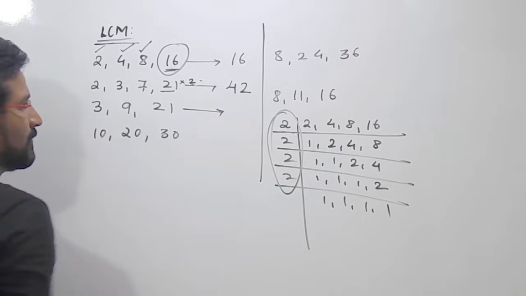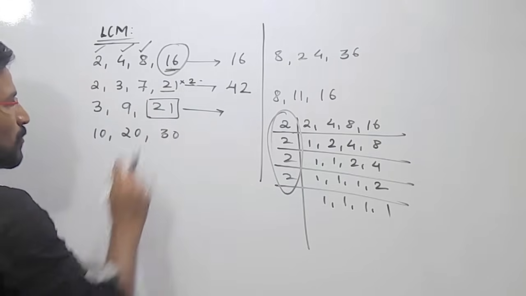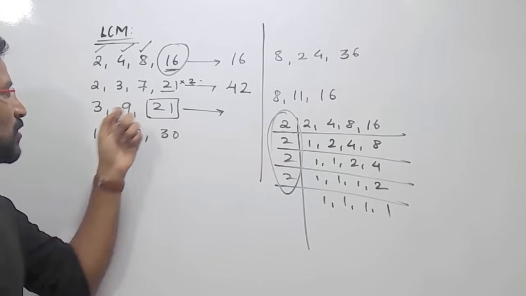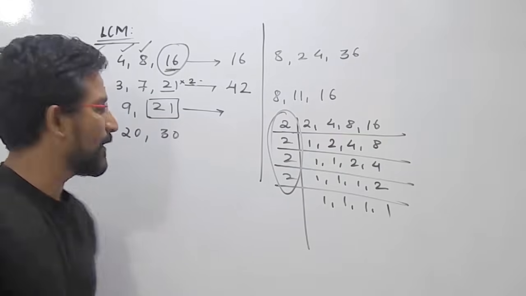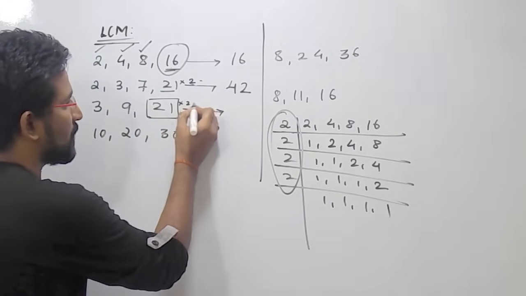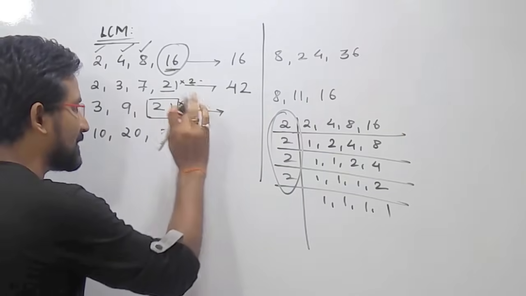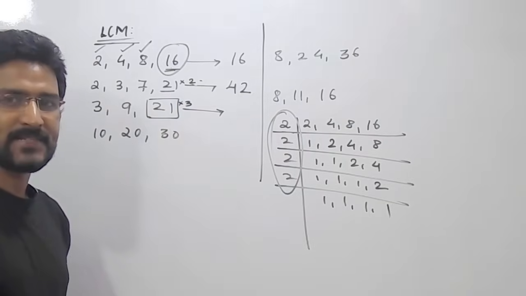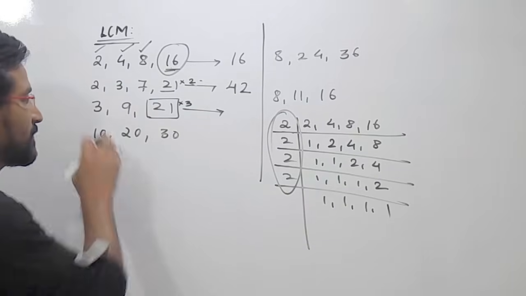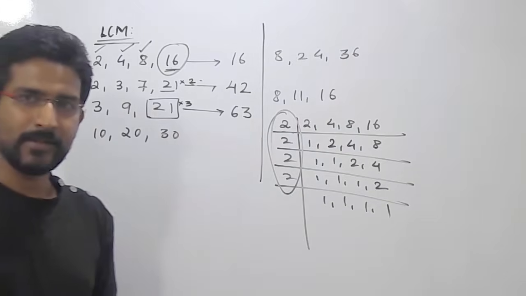Now the next one, that is 3, 9 and 21. The biggest number here is 21. 21 is divisible by 3, yes. Now 21 is not divisible by 9, so we are going to multiply 21 by 2. 21 into 2 is 42. Now 42 again is not divisible by 9, so we are going to multiply it by 3. So 21 into 3, that is 63. Now 63 is divisible by 9 and 63 is also divisible by 3. So the LCM will be nothing but 63.